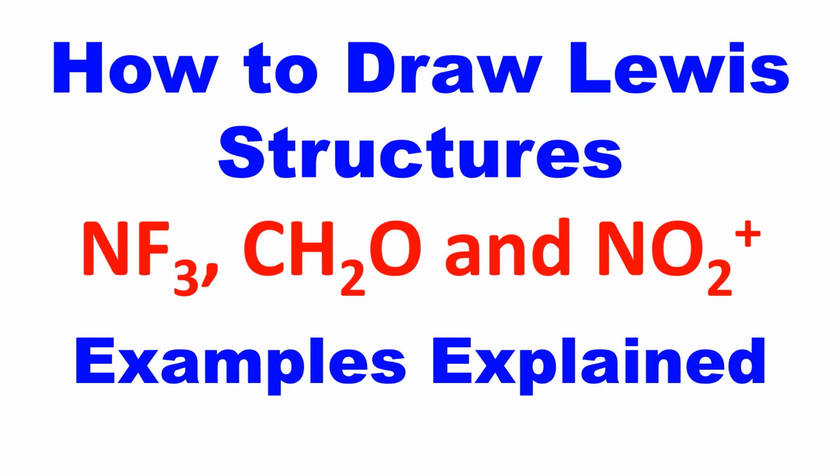Have you ever wondered how atoms in a molecule are arranged and how their electrons are shared? In this video, we'll learn how to draw Lewis structures, the essential tool for visualizing molecules and predicting chemical behavior. We'll go step by step and work through three specific examples: nitrogen trifluoride, formaldehyde, and the nitronium ion. By the end, you'll be able to draw these structures confidently and understand the rules behind them.